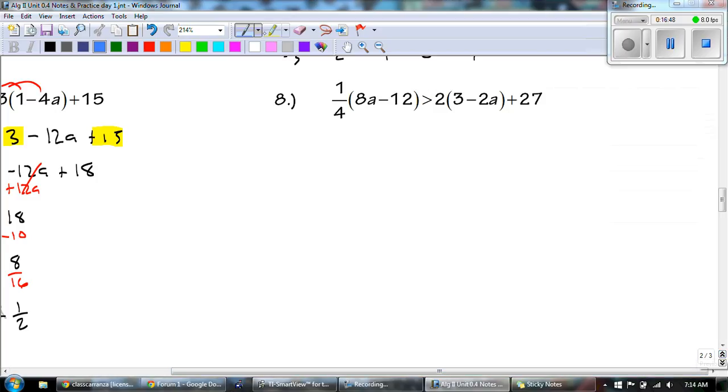All right, so number 8, I'll be nice. I'll start you off. Go ahead and distribute. 1 times 8 is 8. 8 divided by 4 would be 2. 1 times 12 is 12. 12 divided by 4 would be 3. Okay? 2 times 3 is 6. 2 times 2 is 4. And there you go. You guys are on your own from here, and I want you to graph it too. Pause the video, and good luck.